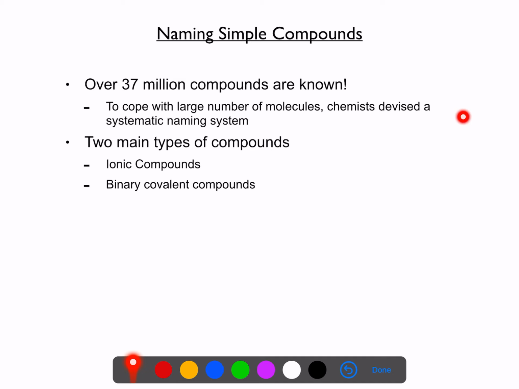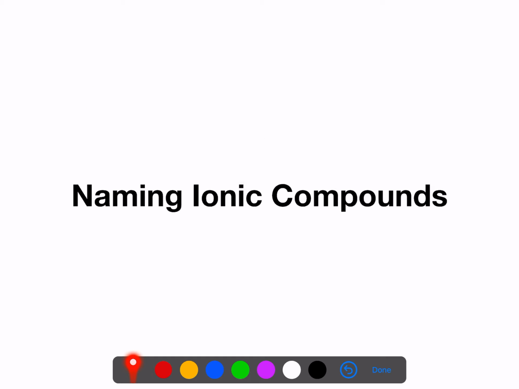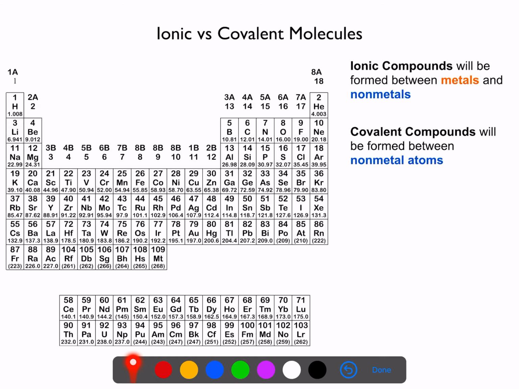There's two main types of compounds, and so two main types of naming systems that we will go over. The first are ionic compounds, and the second one we're going to look at are covalent compounds, and we're going to really look at binary covalent compounds, meaning there's only two different types of atoms in those compounds. And so the first question we need to answer is, how do we know if we're dealing with an ionic compound or a covalent compound? And we can answer that using the periodic table, and we'll start off by talking about naming ionic compounds.